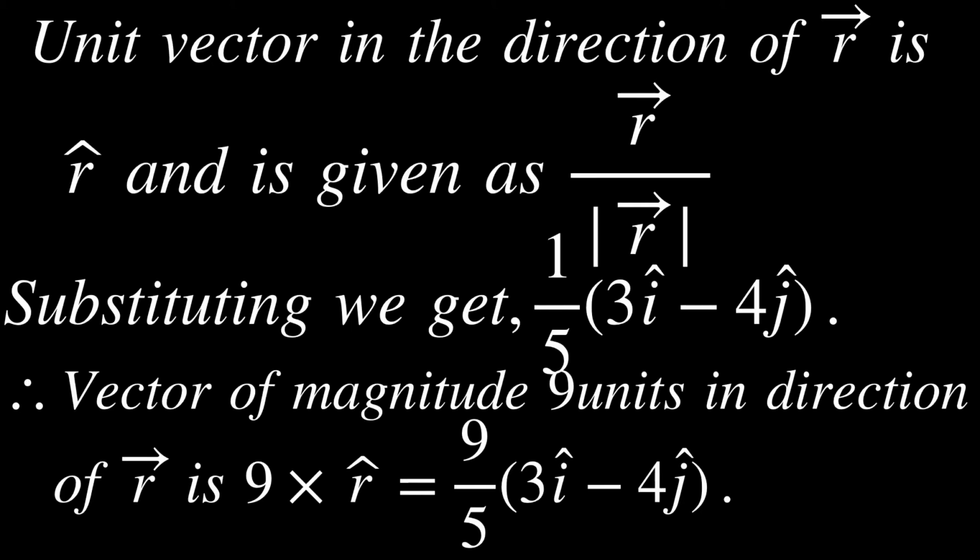As said before, the required vector which has a magnitude of 9 units and is also in the direction of vector r is given by 9 multiplied with the unit vector, which is equal to 9 by 5 into 3i minus 4j.